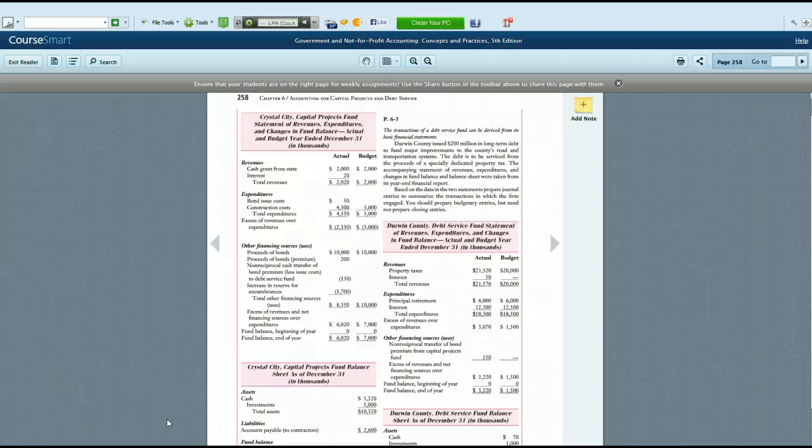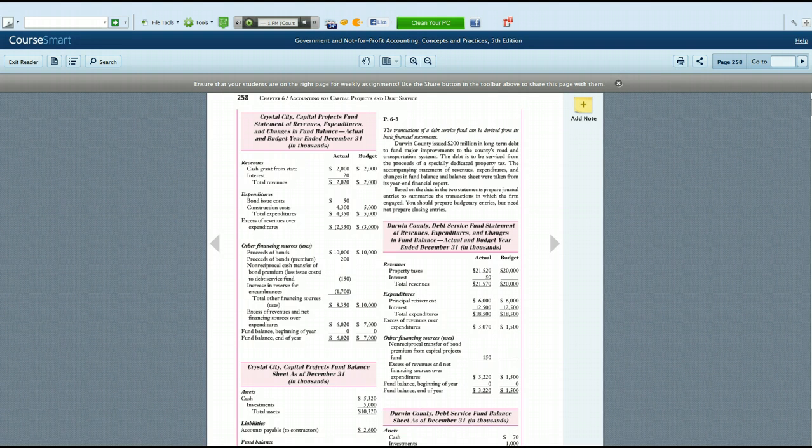The accompanying statement of revenues, expenditures, and changes in fund balance and balance sheet were taken from its year-end financial report. Based on the data in the two statements, prepare journal entries to summarize the transactions in which the firm engaged. You should prepare budgetary entries, but don't need to prepare closing entries.